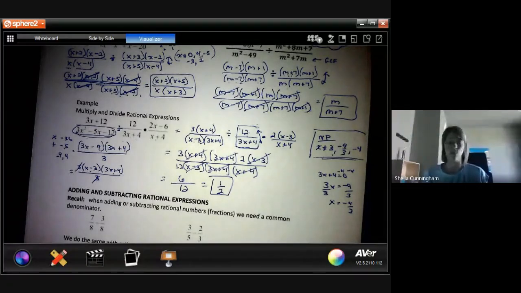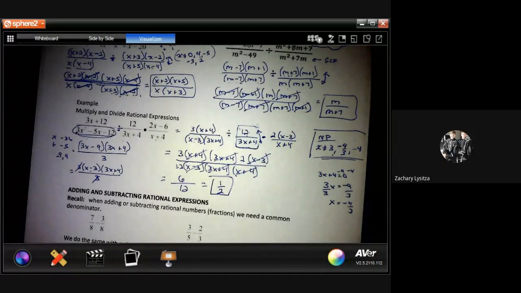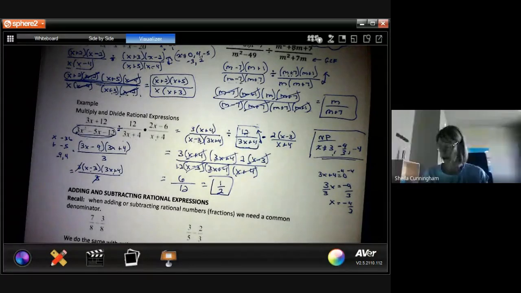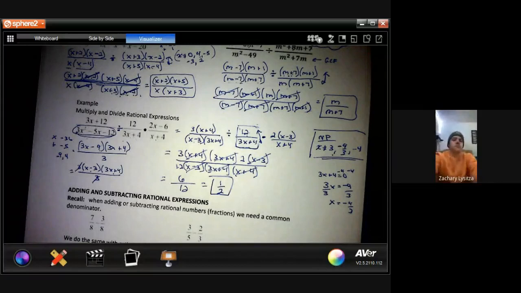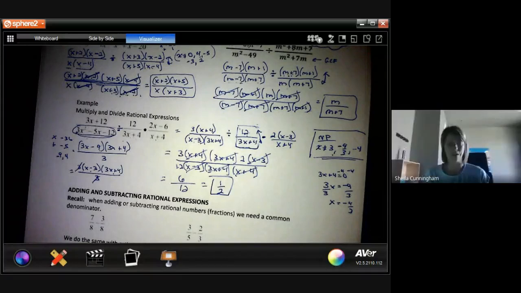And then Monday, we'll meet back at 1 o'clock again, and we will focus on adding and subtracting rational expressions, and work through those then. So you remember with adding and subtracting fractions, you need a common denominator. Well, you're going to need that for this as well, right? So we're going to have to play around with what that looks like moving forward.